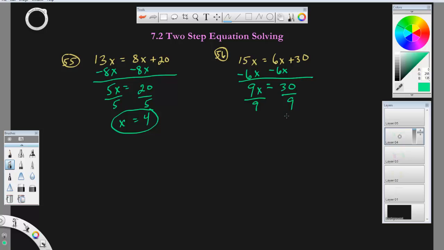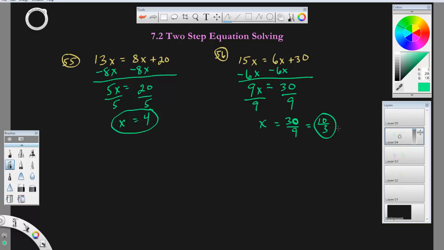Oh no, 9 doesn't go into 30. It doesn't matter. It's 30 over 9. Now, does that reduce? Well, if it does, you have to reduce that. It looks like 3 is a common factor here. So we can divide this by 3 on the top and bottom to get 10 thirds.